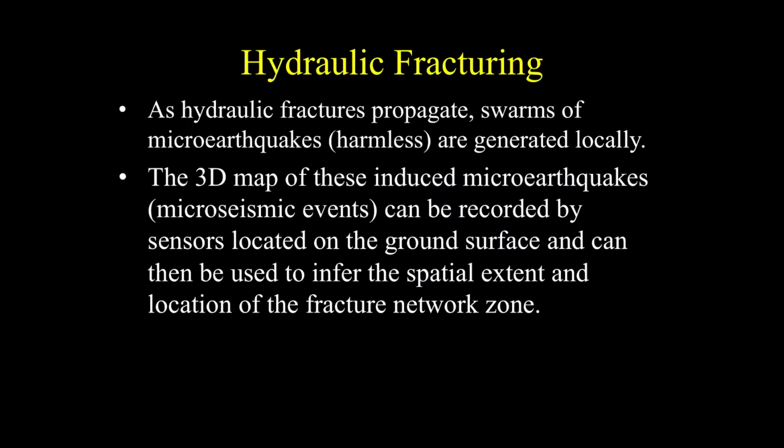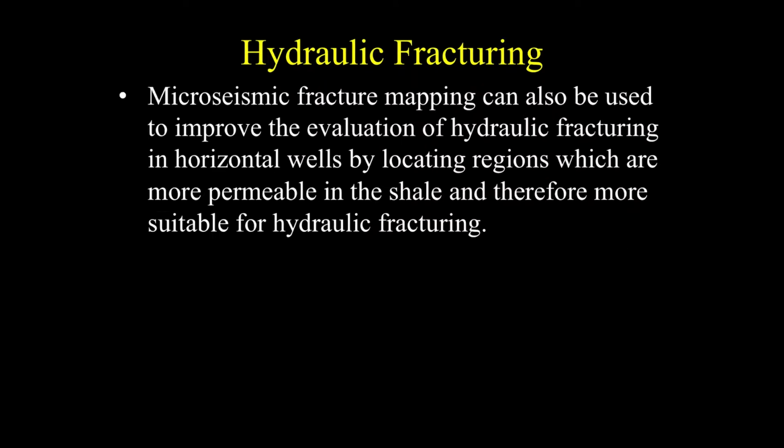As hydraulic fractures propagate, swarms of microearthquakes, which are harmless, are generated locally. The 3D map of these induced microearthquakes or microseismic events can be recorded by sensors located on the ground surface and can then be used to infer the spatial extent and location of the fracture network zone. Microseismic fracture mapping can also be used to improve the evaluation of hydraulic fracturing in horizontal wells by locating regions which are more permeable in the shale and therefore more suitable for hydraulic fracturing.